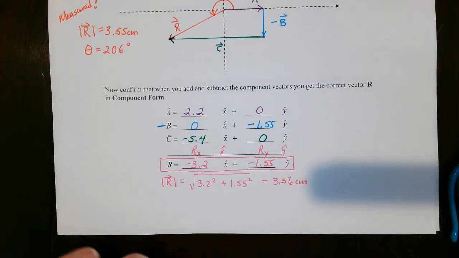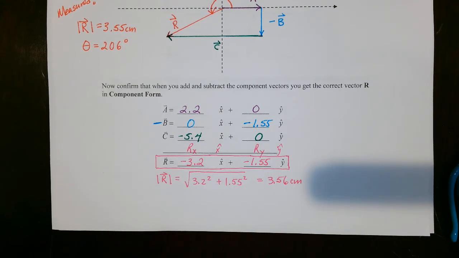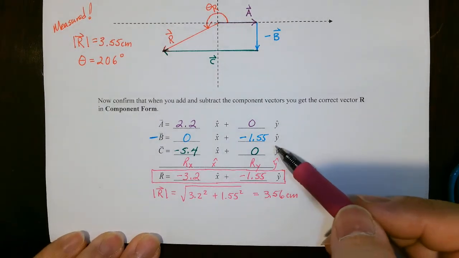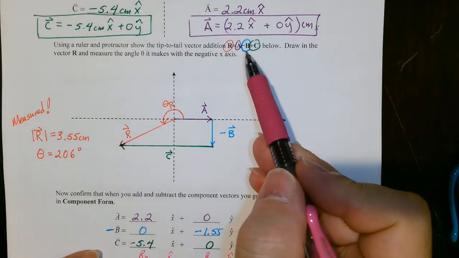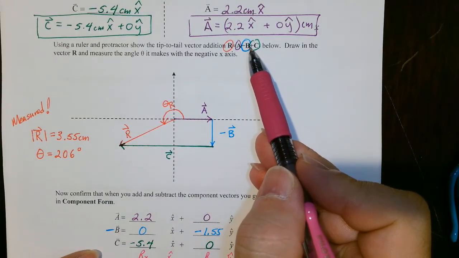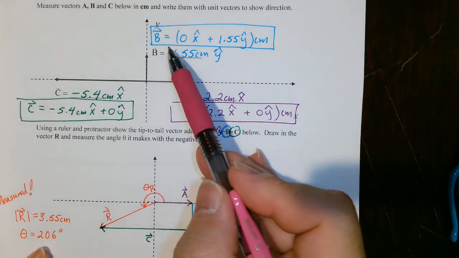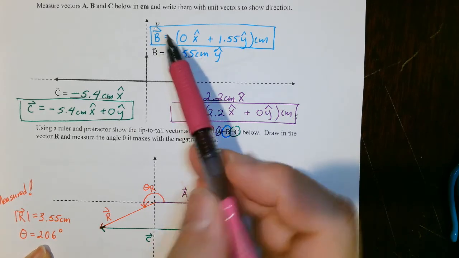Why is R negative 1.55 y? Why wouldn't it be positive? Because we are subtracting the b vector. Oh, okay, yeah. So we're adding the negative b. Is that okay?